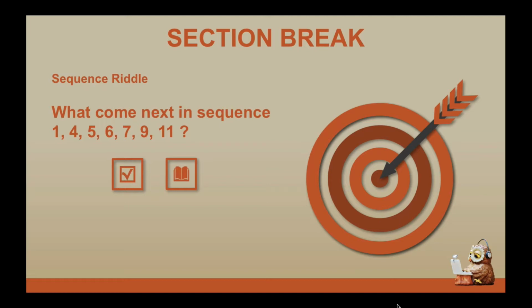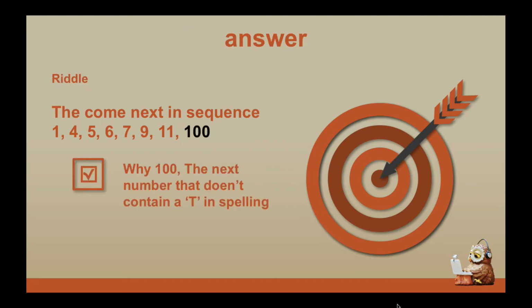Before we continue, here is a riddle about a sequence. What comes next in the sequence? Start from 1, 4, 5, 6, 7, 9, and 11. Do you know the answer? Yes, the next in the sequence after 11 is 100. Why 100? The next number that doesn't contain a T in spelling.